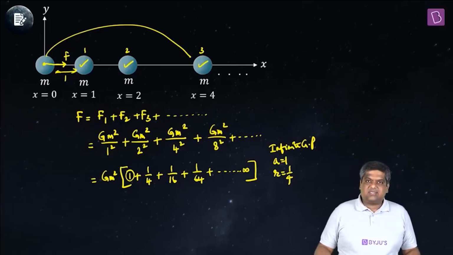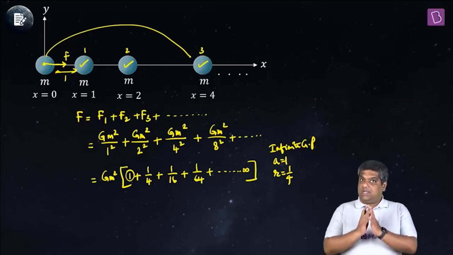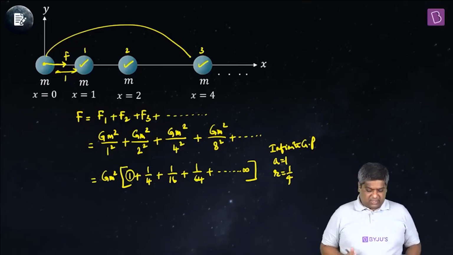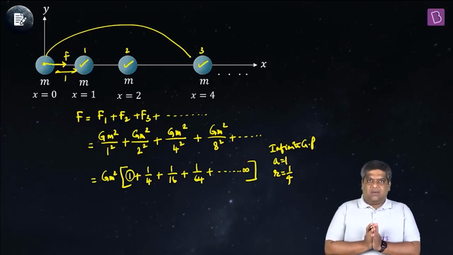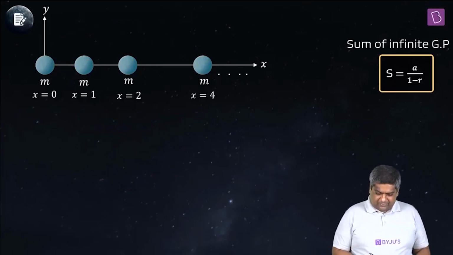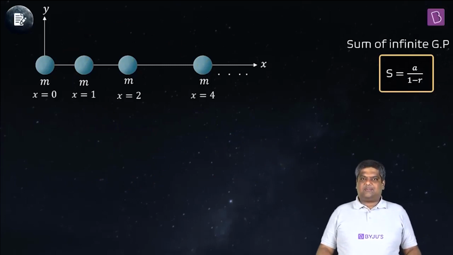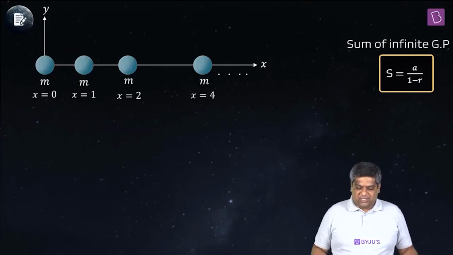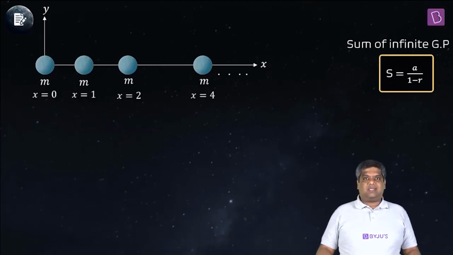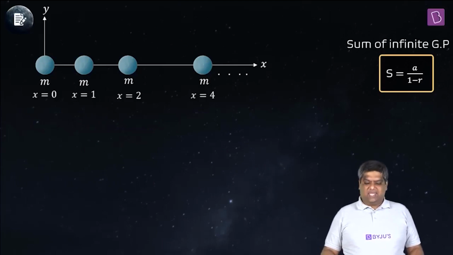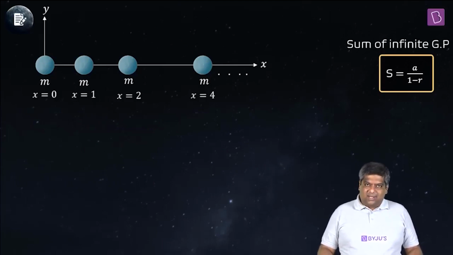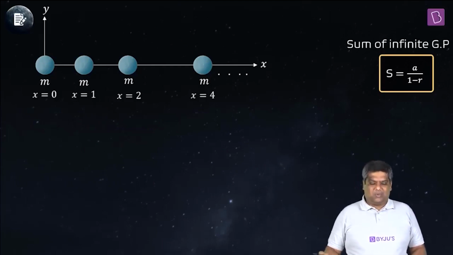Now what is the sum of an infinite GP? We'll have to find out. So A is 1, R is 1 by 4. Remember that. Now let's go to the next slide. And this is the formula we require. The sum of the infinite terms of a GP will be A by 1 minus R, provided R is less than 1, which is the case here because A is 1, and R is 1 by 4.